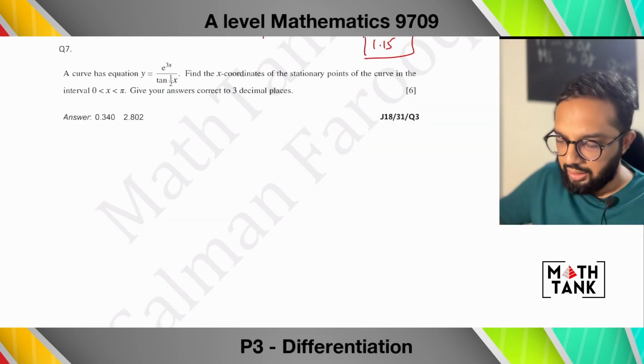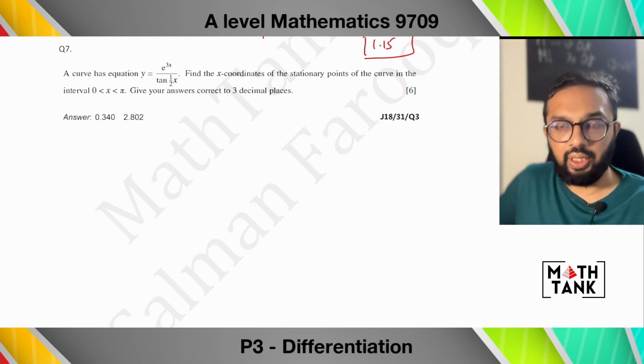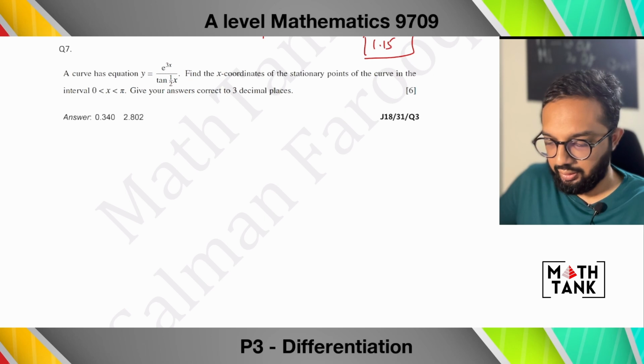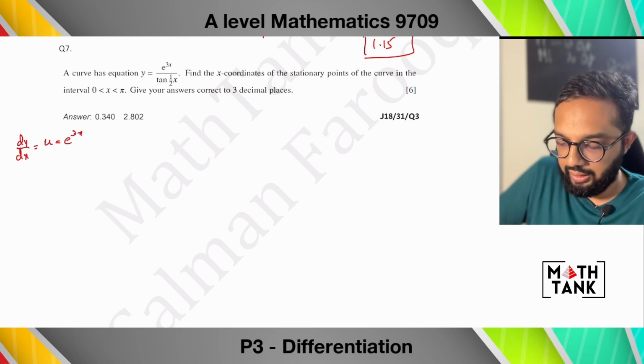Okay, continuing with our questions, this is question number 7. It says a curve has equation e power 3x divided by tan half x. Find the x coordinates of the stationary points of the curve in the interval this, giving your answer correct to 2 decimal places. So I want to calculate dy by dx. This looks like a quotient rule to me, so I'm going to go on and do that.